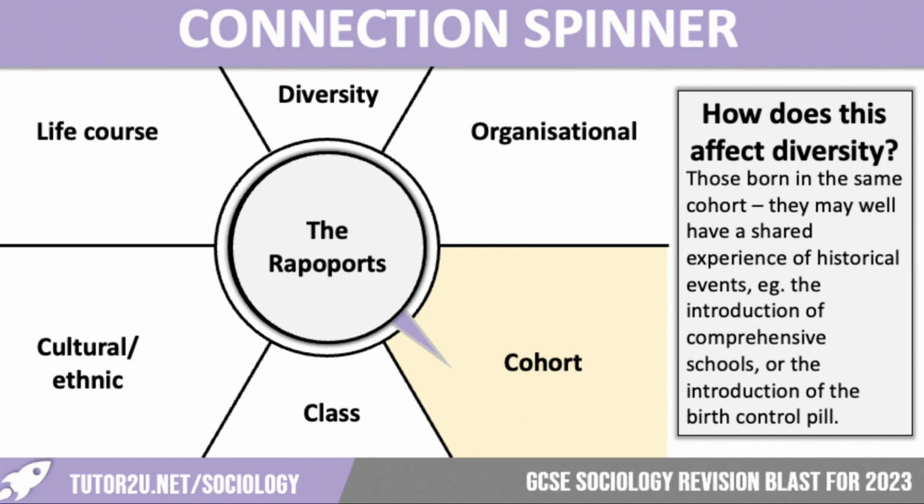If we think about the introduction of the birth control pill in the 1960s, this meant that families had much more control over the number of children they had, so therefore it had an impact on the diversity of the family. Right, we're not going to spin it anymore, but let's just have a look at the other three that we haven't discussed. So we've got life course here. The life course of individuals within families can vary greatly. This can reflect choice or circumstance, and it covers factors such as the number of children you might choose to have, the spacing of children, divorce, remarriage, widowhood, all sorts of things there.